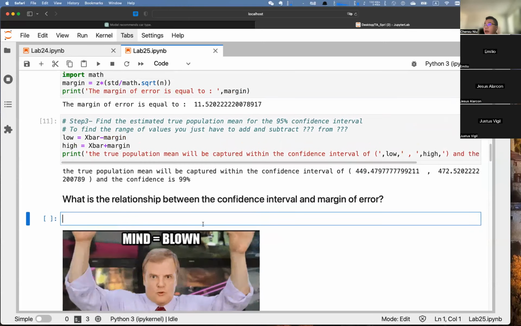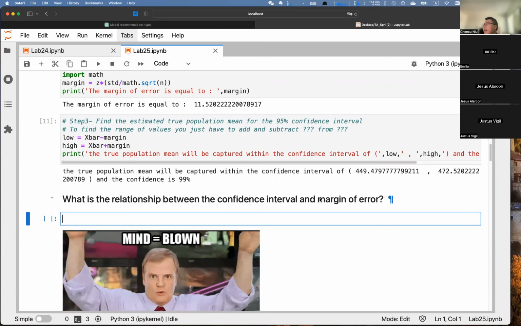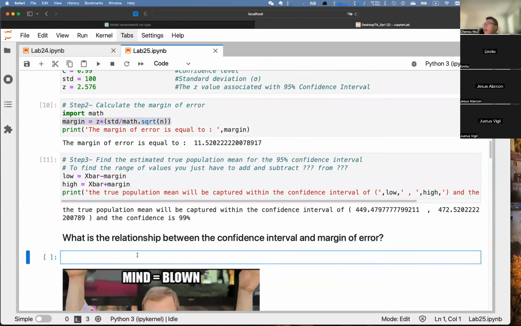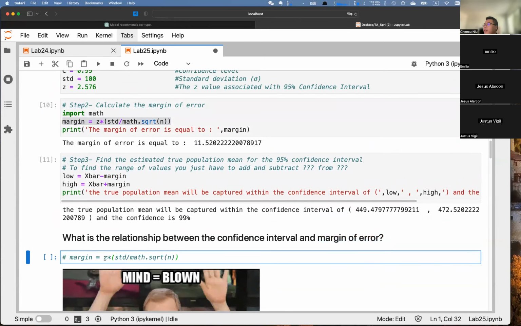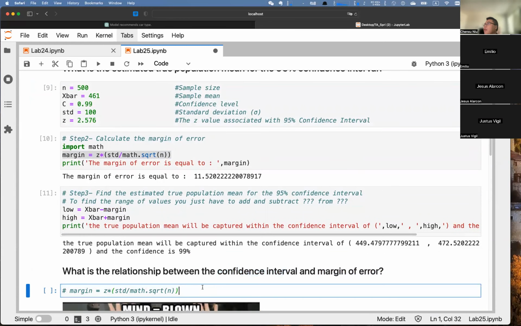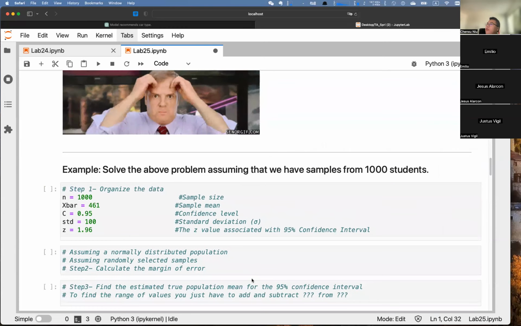Please answer this question in your own words: what's the relationship between the confidence interval and the margin of error? Here you can use this: the margin of error depends on the Z value, and the Z value is determined by the confidence interval. So when the confidence interval is larger, the Z value is larger, and the margin of error is larger. So that's the relationship, but please write it in your own words, okay?